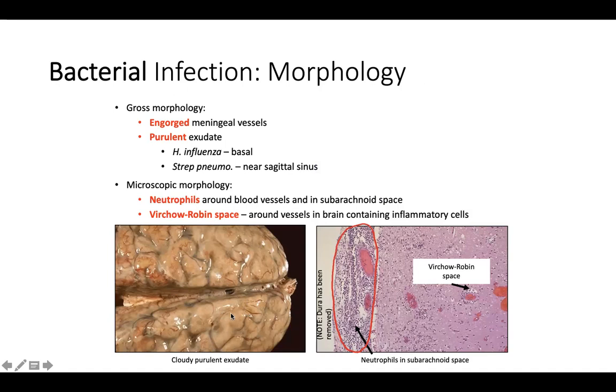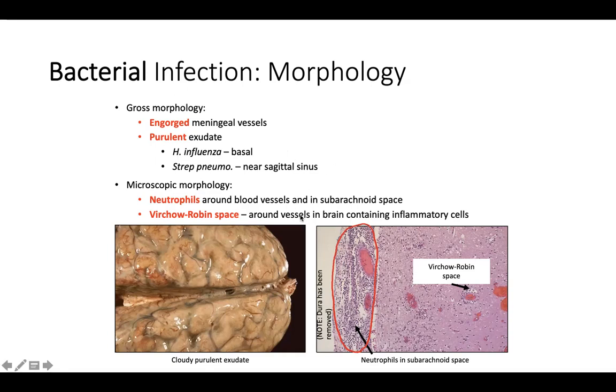I mean, it's like pus. It just kind of looks green and nasty and not what a brain should look like. Big vessels, like you shouldn't be seeing that. H flu is going to be more basilar. Strep pneumo is going to be near the sagittal sinus.